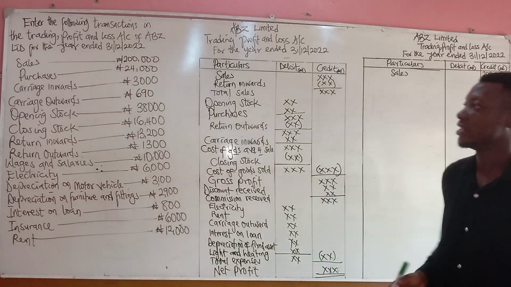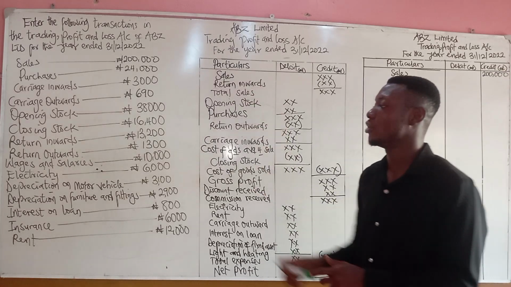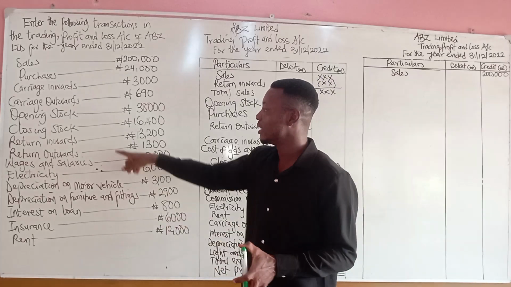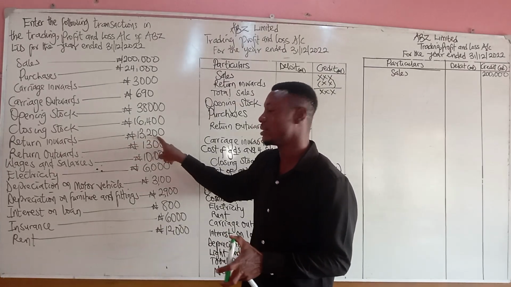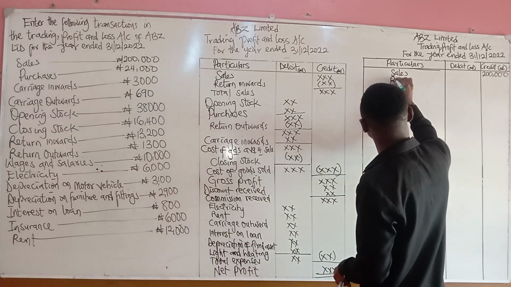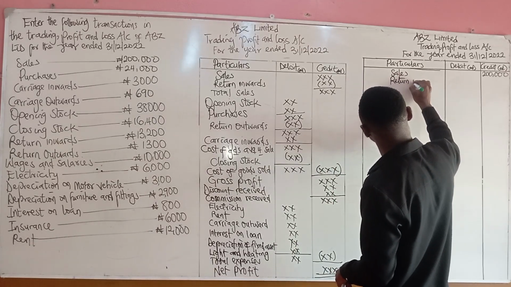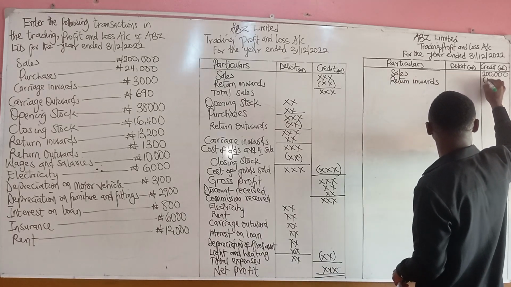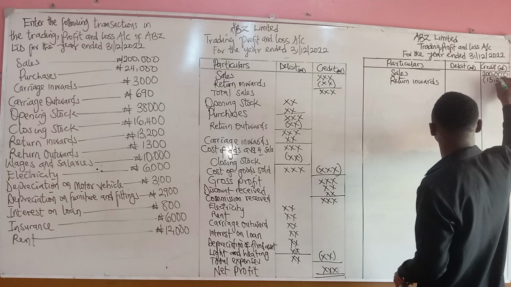From the format we see this now. Then the next thing we have is return inwards. Now we'll check if we have return inwards. Yes, there's return inwards in the question, 13,200, meaning we are subtracting it from the sales. So I have minus 13,200.